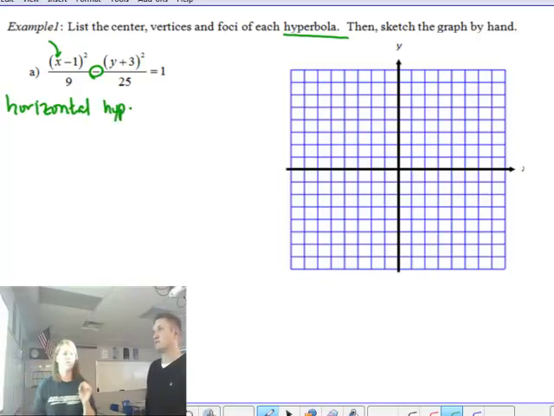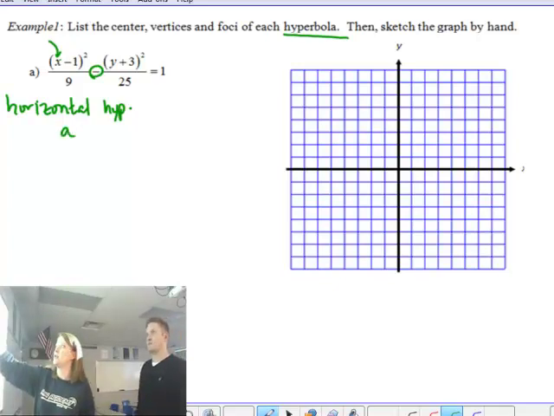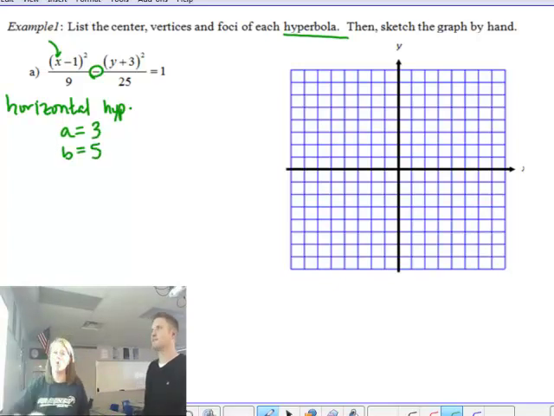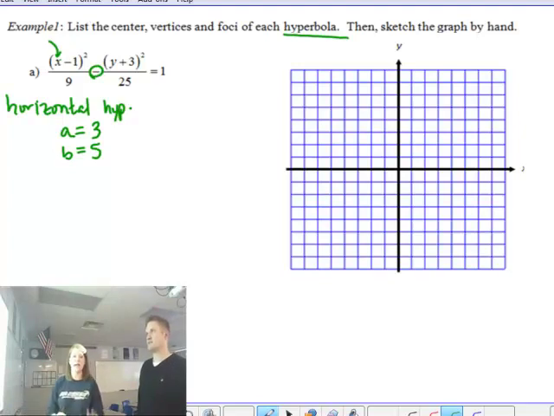Now, here's where students mess up all the time. We do not care which denominator is bigger for a hyperbola. All we care about is who's first. A is 3, B is 5. Who's first is A. A comes first in the alphabet, and that's what matters.